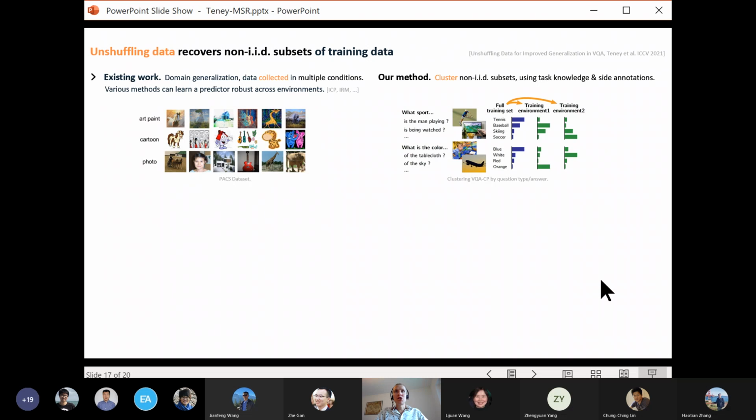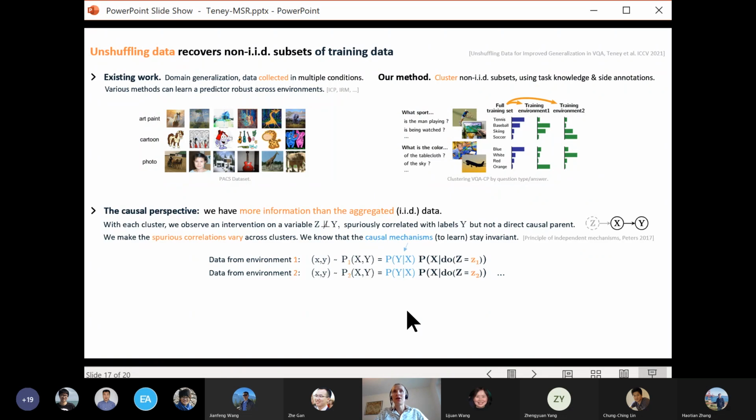So our method showed that we can recover this kind of informative clusters from an existing standard dataset. We split the training set into what we call multiple training environments. So that's just multiple subsets. And to do that, we need some task knowledge. So we apply that to VQA in this case. But yeah, the key thing is that you need some knowledge about the task and some side annotations to do the clustering on. In practice, we apply that to VQA and we use the question type and the answer to do the clustering on.